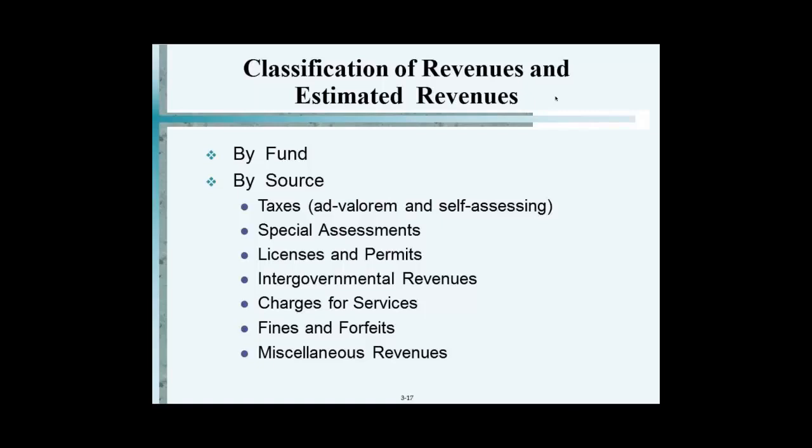And miscellaneous revenues. Now, why are these listed? Because most of us know what they are. The important thing is, how do we recognize each one of these in our books? Do you recognize them when you receive them? Do you recognize them when you levy them? When do you recognize these revenues? And that's why we have this listed here. So the question is the rules of recognition.